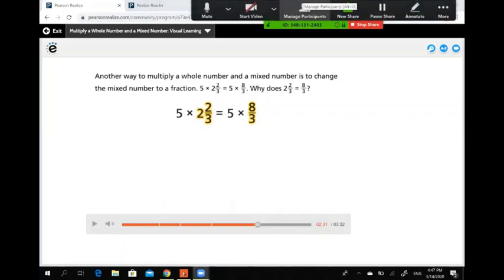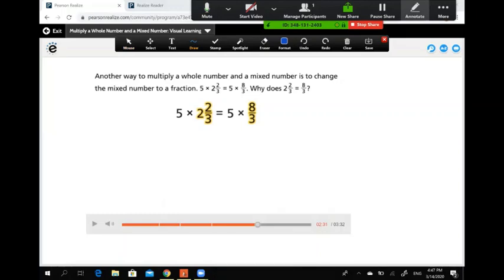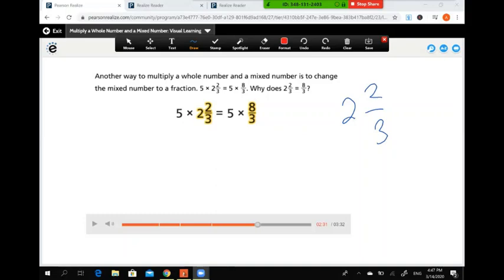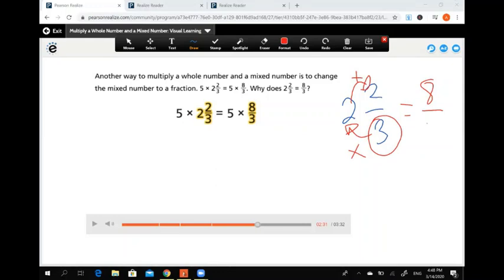How? There are two ways to change this mixed number to a fraction. You can use any, but I will tell you one of them, which is 2 2/3. I will multiply the denominator with the whole number, 3 times 2, which is equal to 6, then add the numerator. So 6 plus 2 gives me 8. The denominator will not change, we'll keep it 3.